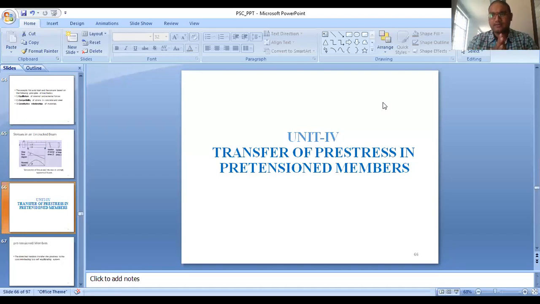Don't worry. I think we solved problems on pre-stressing losses in the second module, but we are supposed to do problems on bending moment and shear force, right? So these problems we are going to solve once our theory completes, okay? Actually, the fourth module is on transfer of pre-stress in pre-tensioned members. So we'll start this.